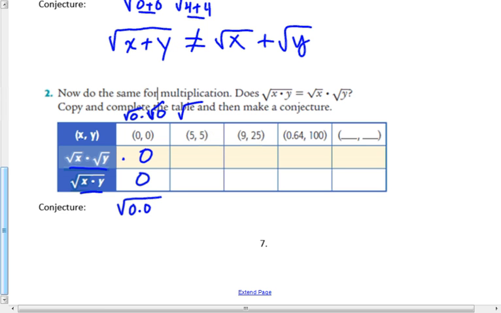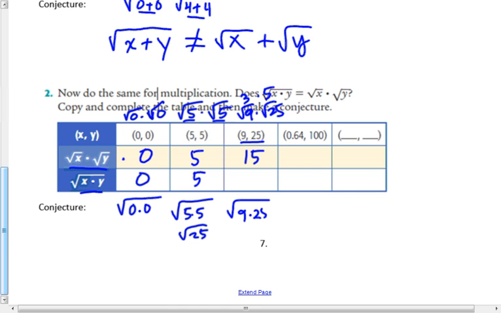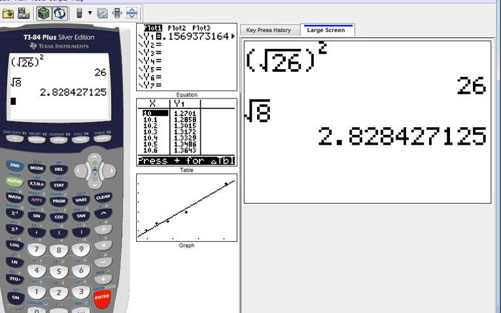And if I do the square root of 5 separately times the square root of 5, we know that that's equal to 5. And if I do 5 times 5 first, I get 25, and the square root of 25 is also 5. So that works. Let's check this one. Square root of 9 times square root of 25. Square root of 9 is 3. Square root of 25 is 5. 3 times 5 is 15. If I do 9 times 25 first, I get the square root of 225. I actually know that, but you might not believe me, so let's do it on here. Square root of 225 is 15, I believe.